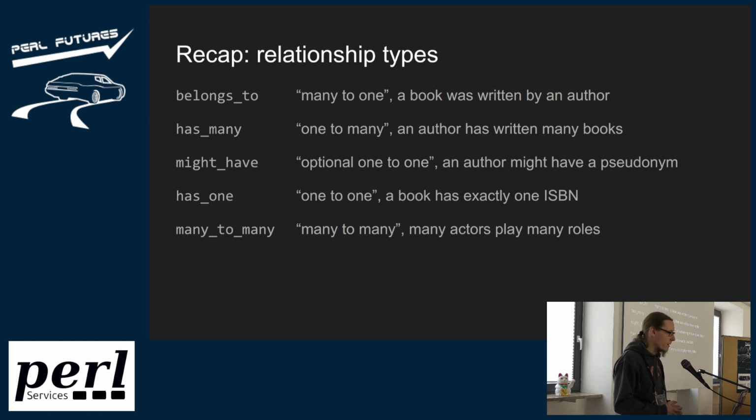Obviously, there's several different relationships. We have belongs to, which is a many to one. We have has many, which is a one to many, so one way, the other way. There is might have, which is like a one-to-one but is optional. Then there's has one, which is a one-to-one, which is not optional.